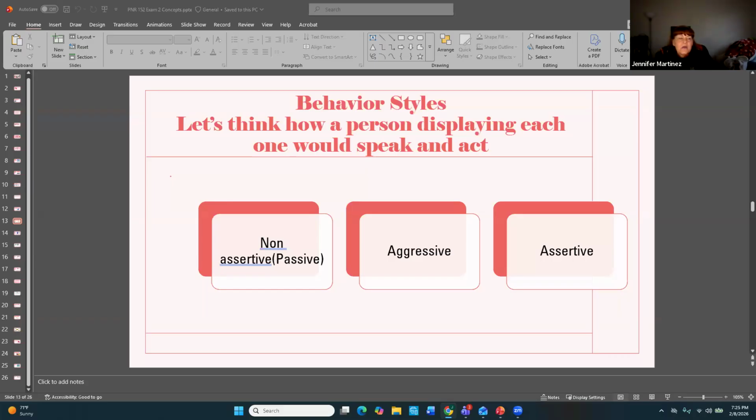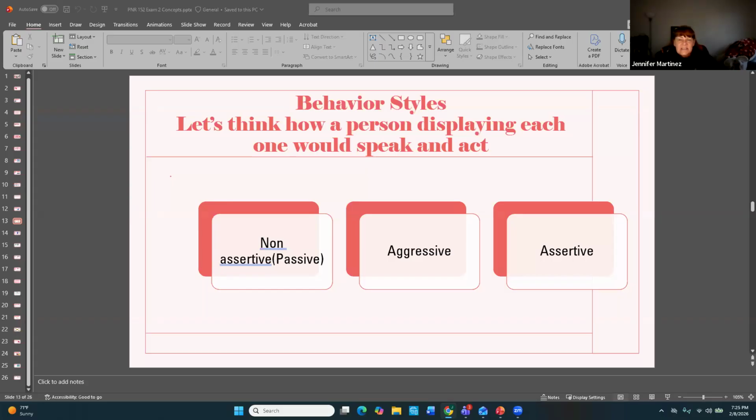What is non-assertive or passive? They don't speak up for themselves. They just kind of take whatever comes their way. Yeah, they don't stick up for themselves, right? It's a fear-based behavior. It's self-defeating. They tend to look the other way, right? Avoid conflict.